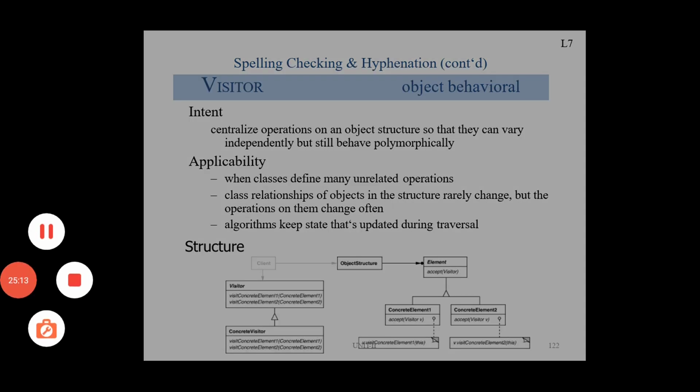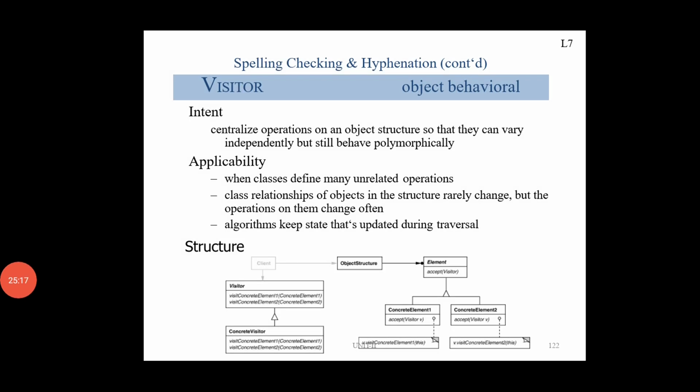We need to centralize operations on an object structure so that they can vary independently, but still behave polymorphically. In the sense, we centralize the operations on a particular object structure so we can vary them independently, and still it behaves polymorphically.